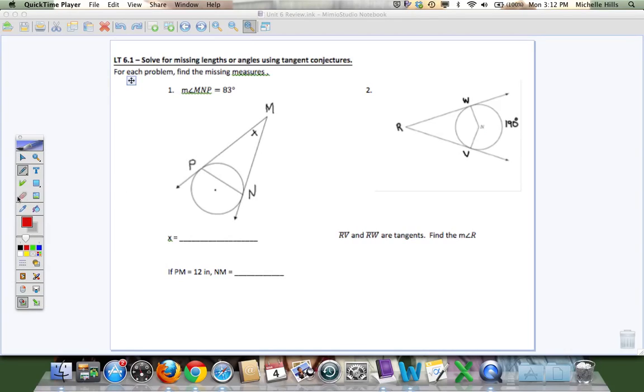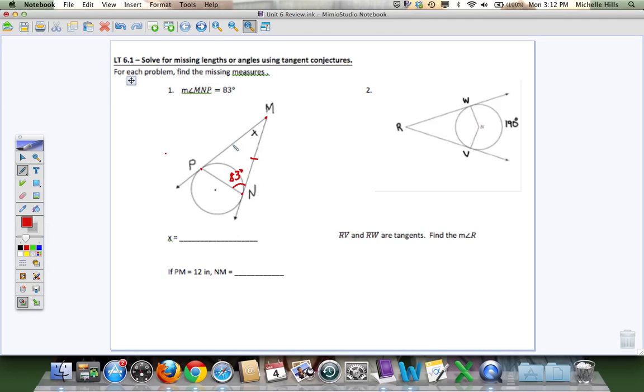So they want me to find the missing measures, and I know I always have to show any work. So they tell me that the measure of angle MNP, and this is Learning Target 6.1, is 83 degrees. Now, I know that this is an isosceles triangle, and I know that because there's a conjecture that says that if I have two tangents that intersect outside of a circle, then from that point of intersection to those points of tangency, these segments are congruent to each other.